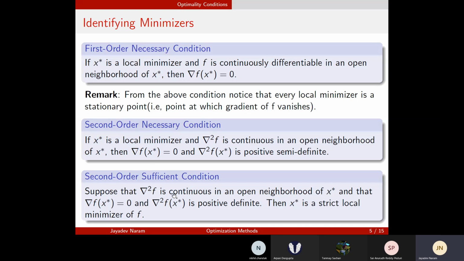So basically, if we encounter a point where these two conditions are satisfied, and we can also prove that the Hessian is continuous in an open neighborhood of this point, then we can tell for sure that that point is a strict local minimizer. So yeah, this is the second order sufficient condition.